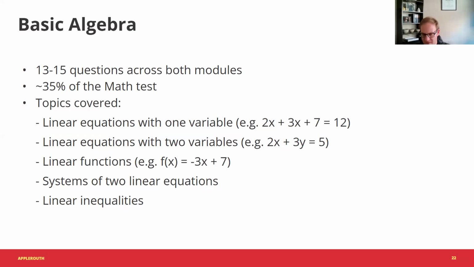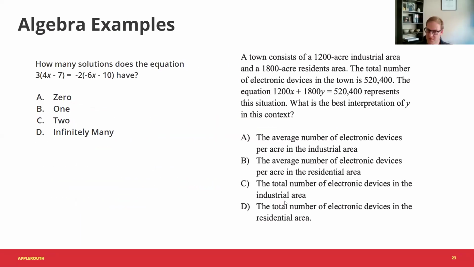Inequality sometimes comes up, but that's rare. And then sometimes instead of one linear equation, we have multiple, so we have to know where they cross. This is 13 to 15 questions out of 44, so about 35% of the test. And a couple of examples of what this might look like are as follows.